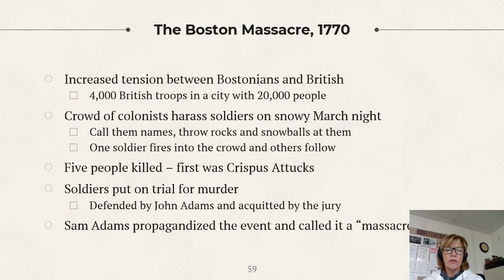So I think you all know the story about this, but maybe you don't know the background to it. As more and more troops were sent there to uphold all of these new laws, tension was created between the British soldiers and the colonists. In Boston, there were only about 20,000 people, but there were about 4,000 soldiers. So one in five people is a soldier. And so tensions are pretty high.